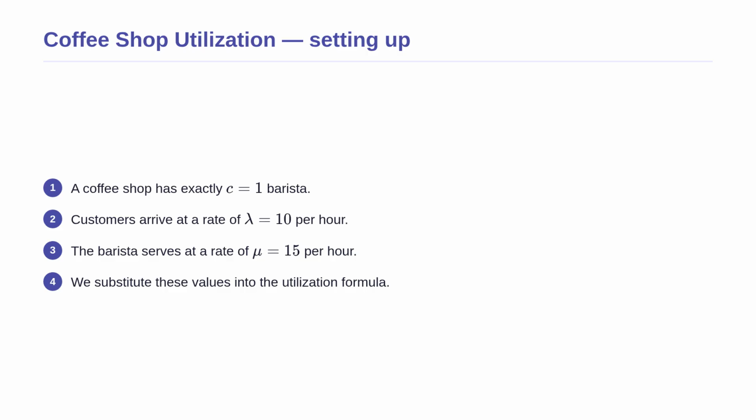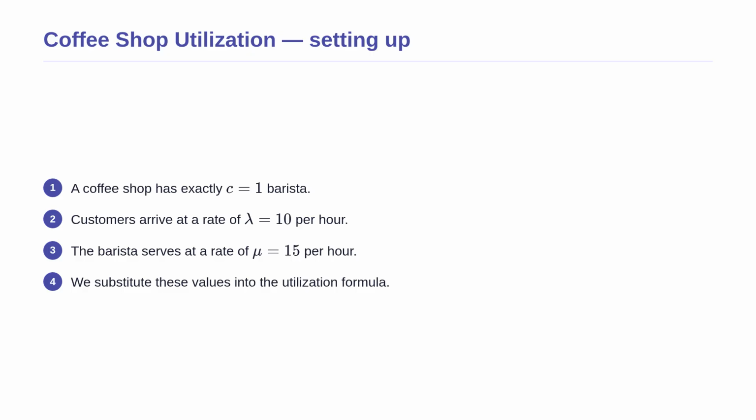Let us see this formula in action with a concrete example. Imagine a small coffee shop with exactly one barista working behind the counter. We are given that customers arrive randomly at an average rate of 10 customers per hour. The barista can make coffee at an average rate of 15 customers per hour. We want to find out exactly how busy this barista is.